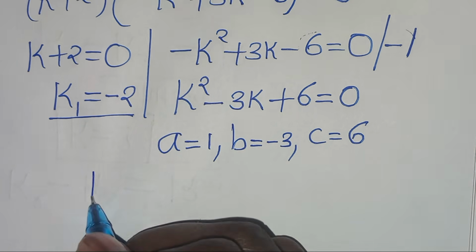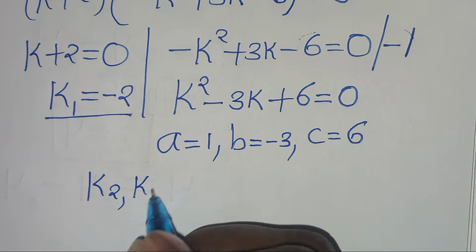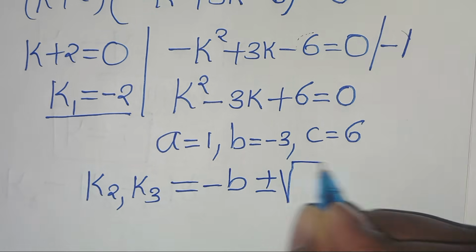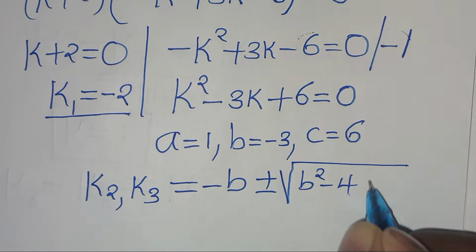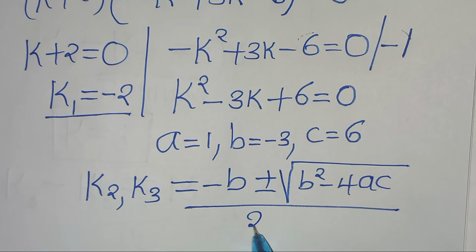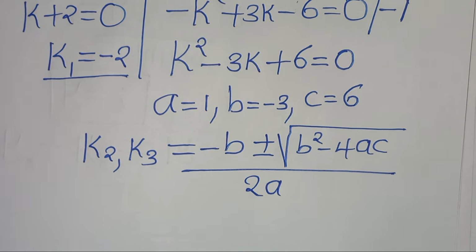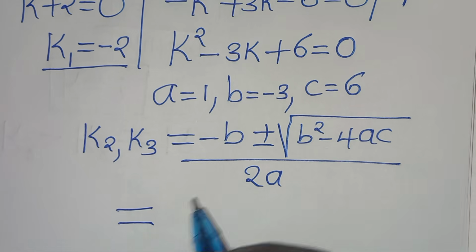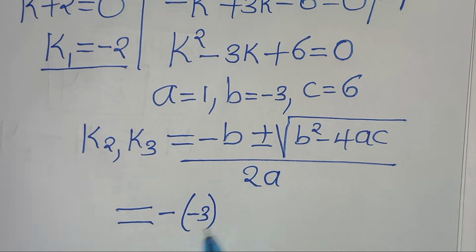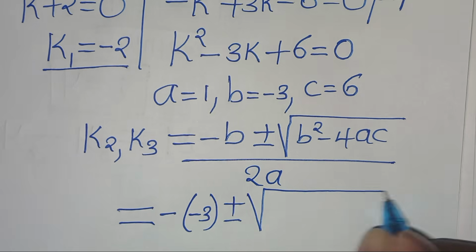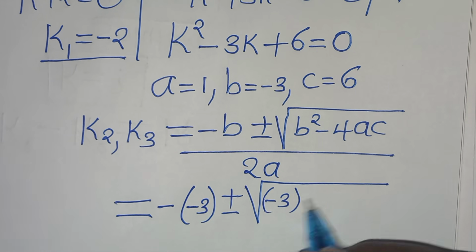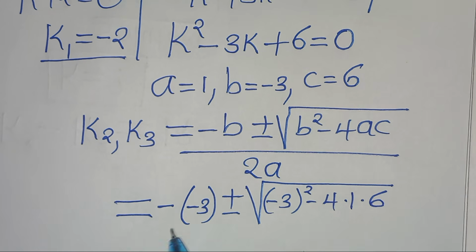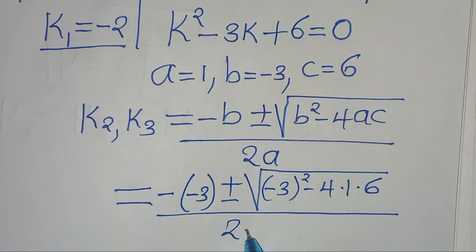Now, we can solve for k2 and k3, for which we can apply the quadratic formula, which is minus b plus or minus the square root of b squared minus 4ac, everything divided by 2 times a. Let's substitute a, b, and c in this formula so that we have minus minus 3 plus or minus the square root of minus 3 raised to the power of 2 minus 4 times a, which is 1, times c, which is 6, everything divided by 2 times 1.